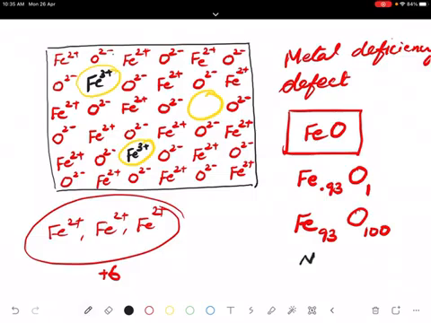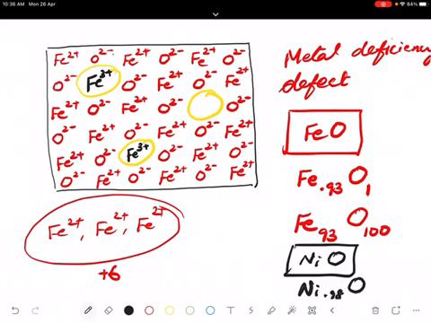Or another example, NiO. NiO means stoichiometric, but if it is Ni 0.98 and O is O1, that means this is metal deficiency defect. If you find decimals like this, that shows that the crystal is deficient in metal. Even though it is metal deficient, electrical neutrality is to be maintained. So let's see a numerical, how the things are going on.